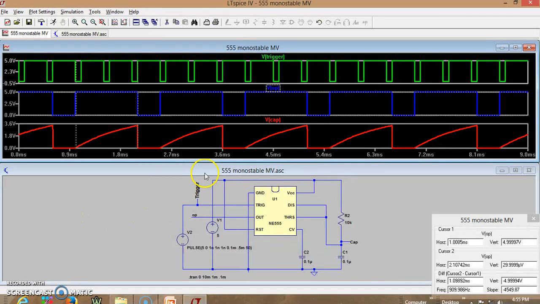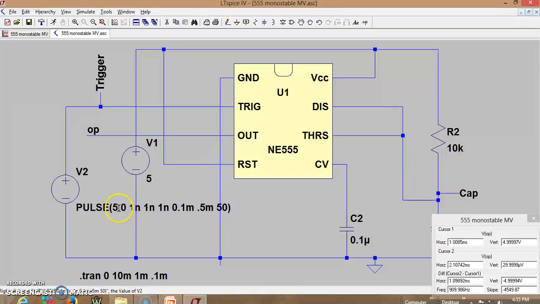Now let me modify the trigger signal in such a way that it is 5 volt for 2 millisecond and it is 0 volt for 2 millisecond. Try to see how the output looks. Okay, let us modify the timings here.